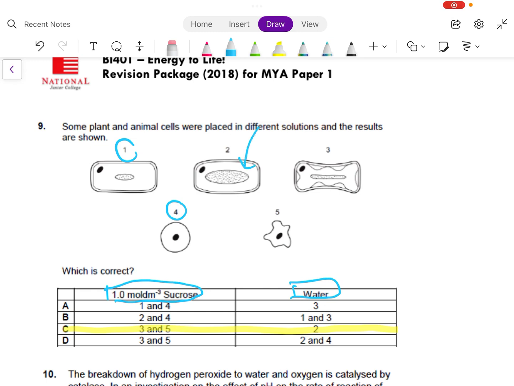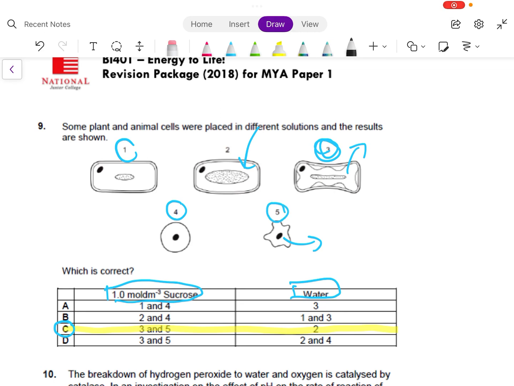If we look at 2, likely water entered the cell. 3, likely water left the cell. 5, water also left the cell. So in which solutions would you observe this happening? The best answer is C, because when you look at 3 and 5, water has left the cell.